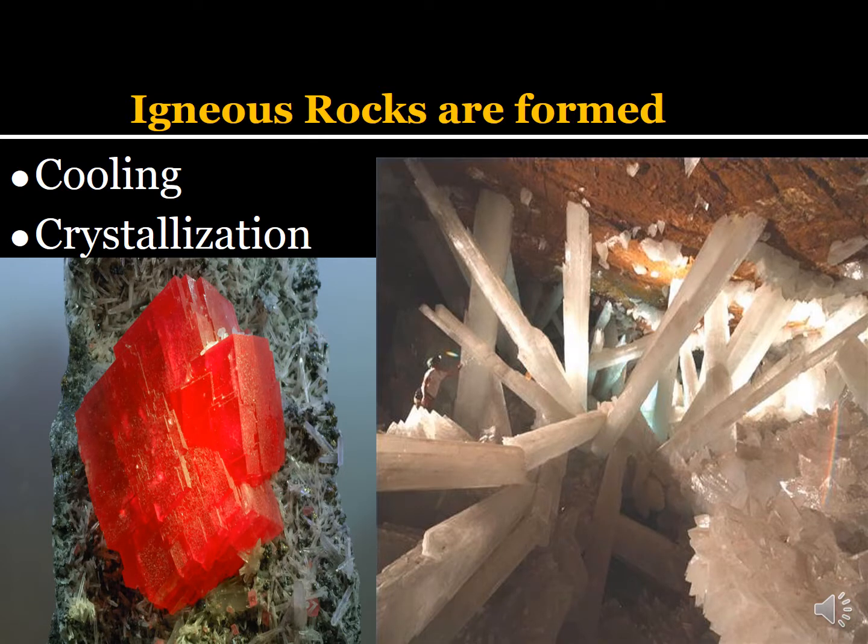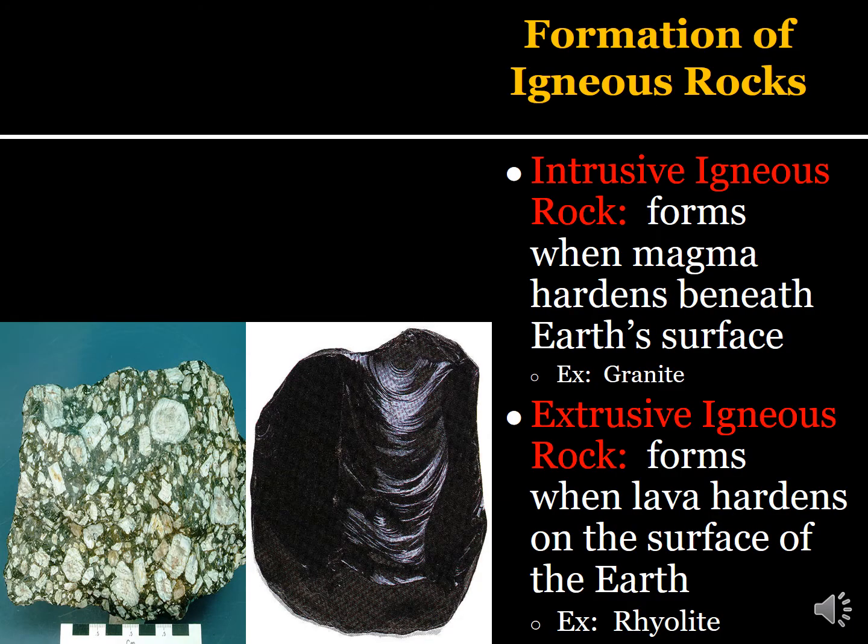Igneous rocks are formed through cooling and crystallization. So here is an igneous rock, and this is also an igneous rock. The formation of igneous rocks also has two types of igneous. We have intrusive and we have extrusive.